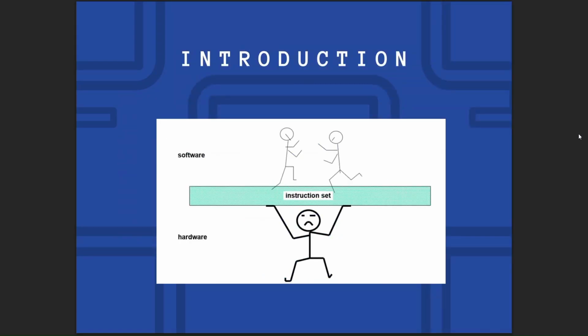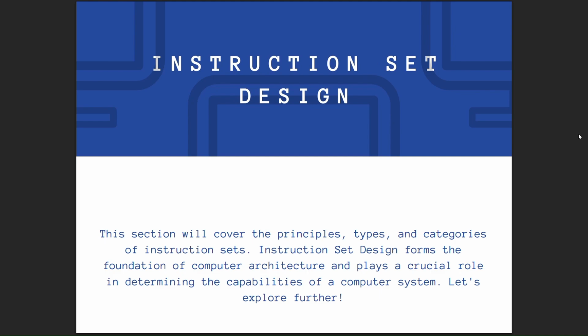Okay, just to recall from our first lecture, ISA is the interface between software and hardware. It defines the set of instructions that a processor can execute, including their format, what operations they perform, and how they access data. Think of it as the language that software uses to communicate with the hardware. Okay, this section will cover the principal types and categories of instruction sets. Instruction set design forms the foundation of computer architecture and plays a crucial role in determining the capabilities of a computer system. Let's explore it further.